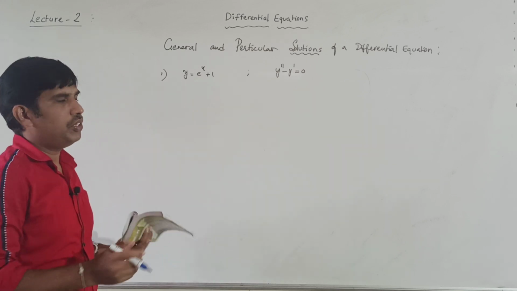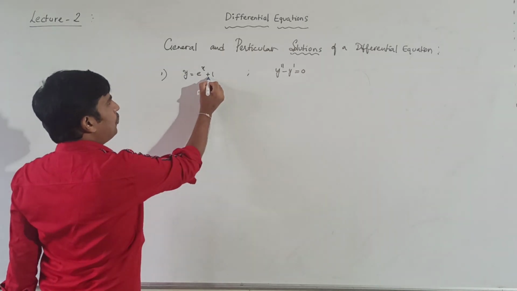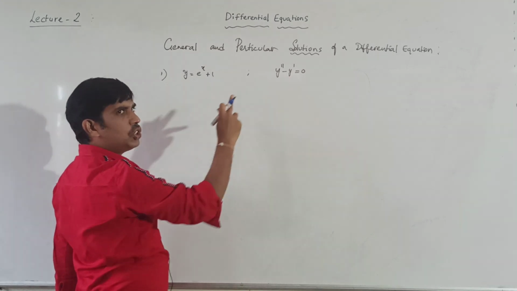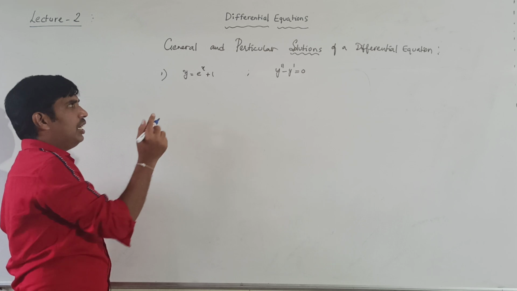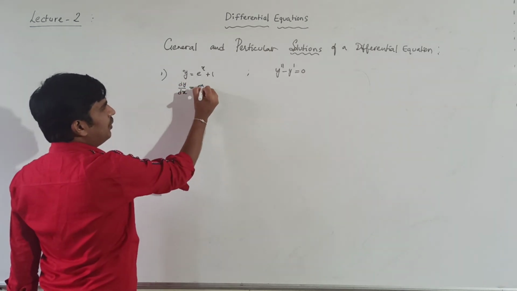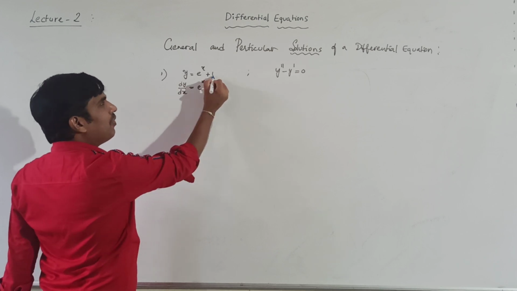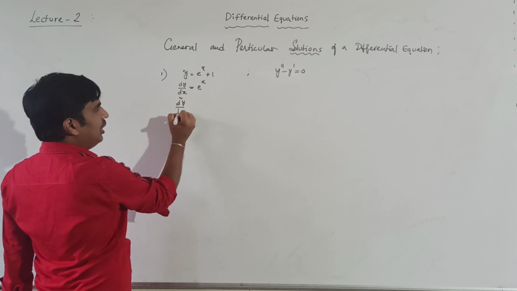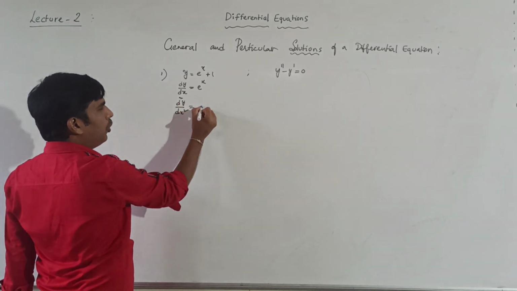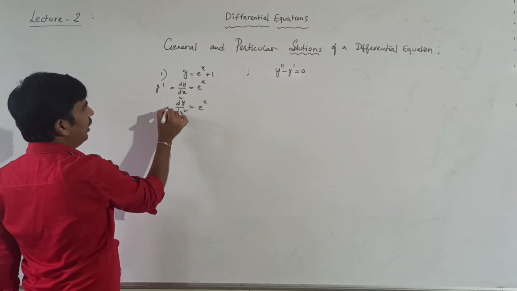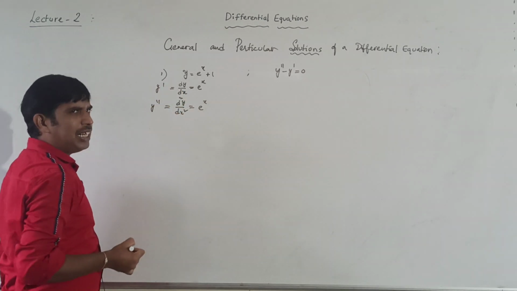We have to verify. So y is equal to e power x plus 1. Here this is first order, this is second order, so 2 times we have to differentiate. First differentiate, dy by dx. e power x derivative is e power x, 1 derivative is 0. Next, differentiate again, d square y by dx square. e power x derivative again, how much? e power x only. This is nothing but y dash, and this one is nothing but y double dash.